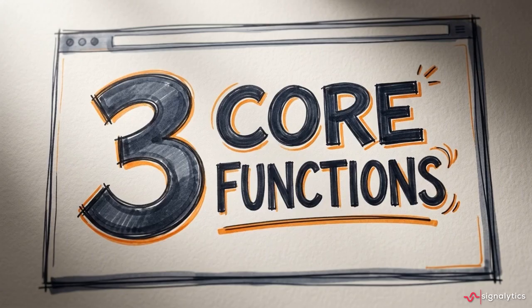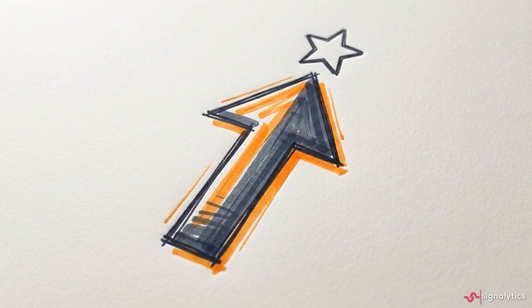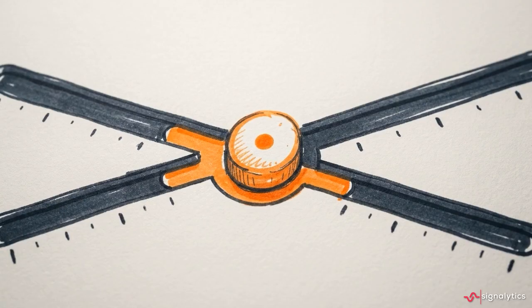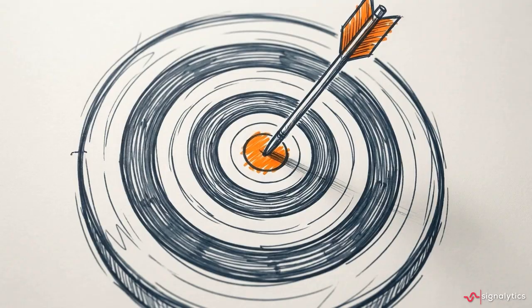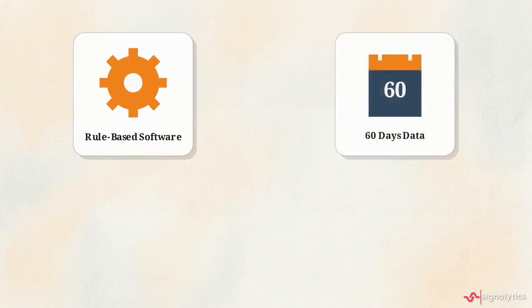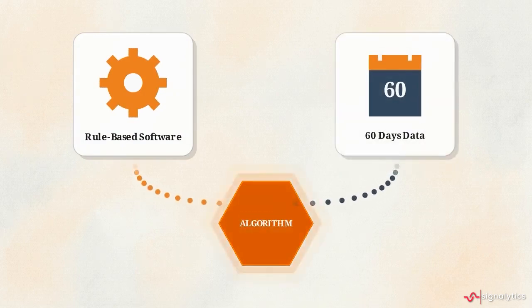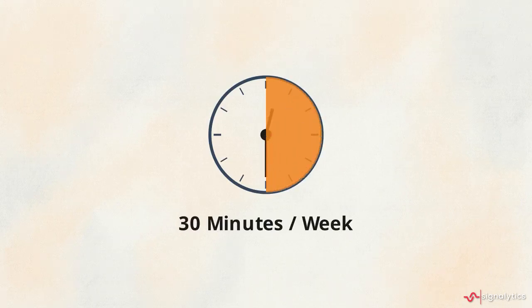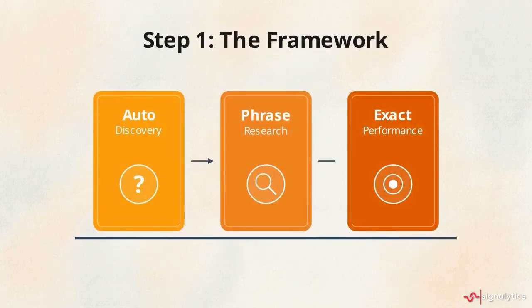This engine performs 3 specific functions. It promotes profitable keywords, it kills wasted ad spend, and it manipulates your bids to hit a target ACoS. To execute this strategy, you need an active Amazon seller account, a rule-based ad software tool, and 60 days of historical campaign data to feed the algorithm. Once you trade manual guesswork for a mathematical system, a single person can manage hundreds of campaigns flawlessly in about 30 minutes a week. Step 1 is setting up the framework.